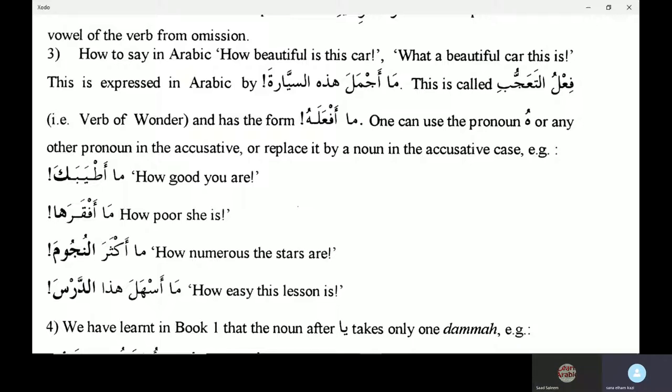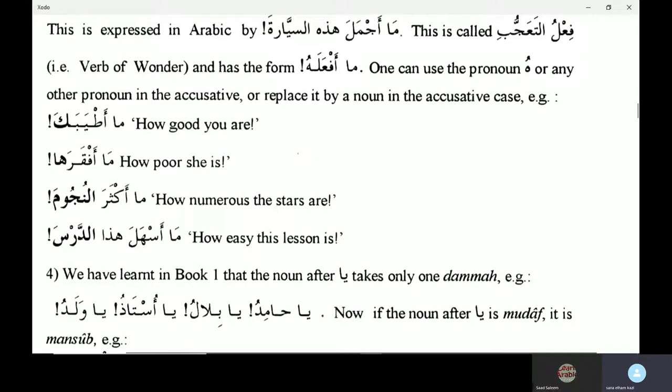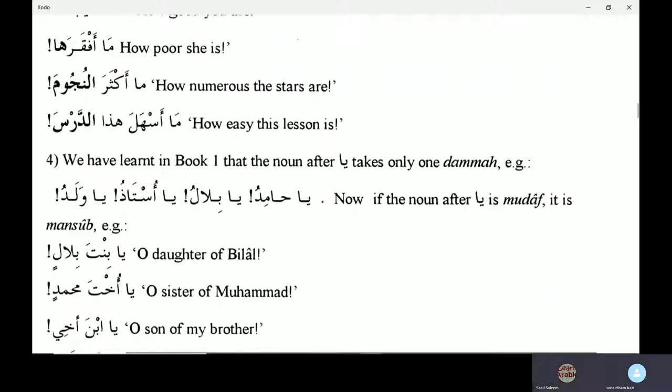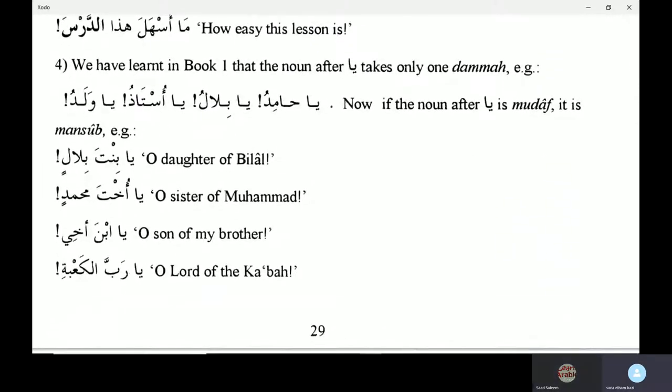We have learned in book 1 that the noun after ya takes only one dhamma. Ya hamidu, ya bilalu, ya ustazu, ya waladu. Now if the noun after ya is mudaf, it is mansub. Example, ya binta bilalin. Okay. Ya binta, oh daughter of Bilal.